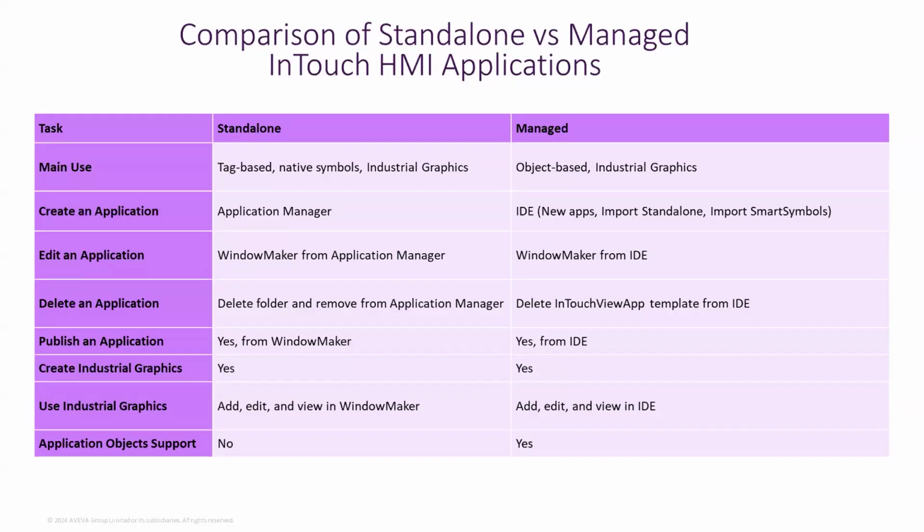Creating industrial graphics is available and possible in both. The same libraries are available in both. Again, we're still working from the same Window Maker, so there's no difference at all in terms of industrial graphics. Using industrial graphics, again, adding, editing, or viewing, it's all going to happen in the Window Maker. It's just how do you trigger the Window Maker and how do you open it? That's it. And I guess that's it for application object support. Standalone doesn't offer that, versus the managed application, which offers that, or enables that basically.